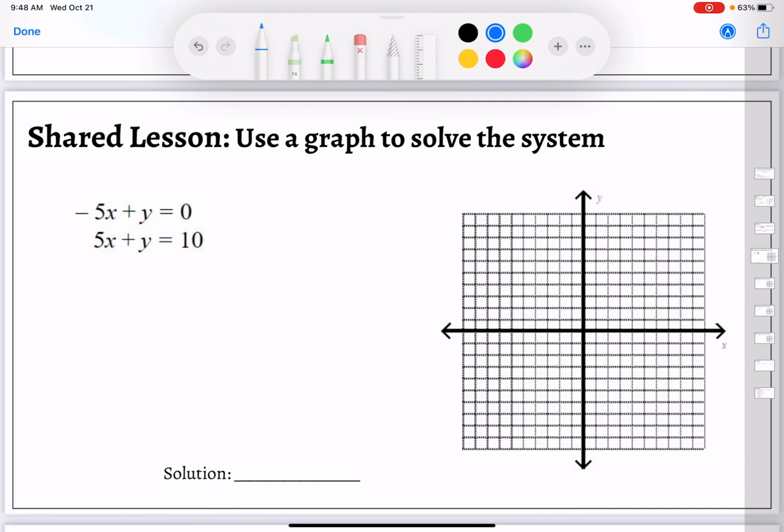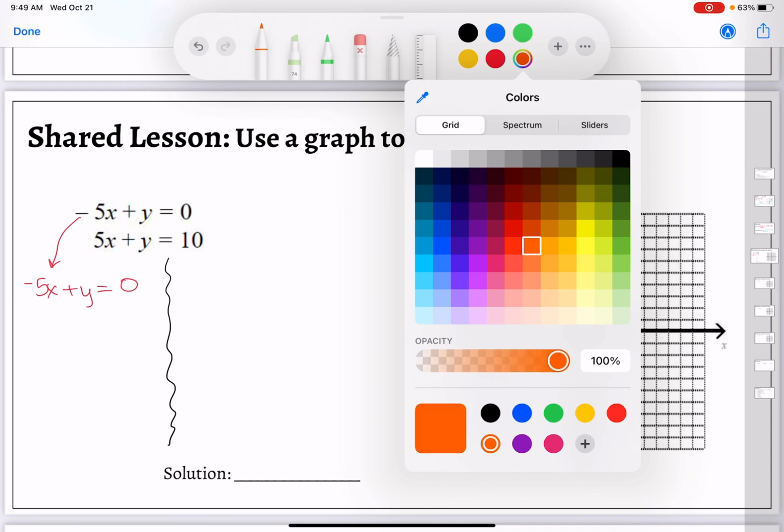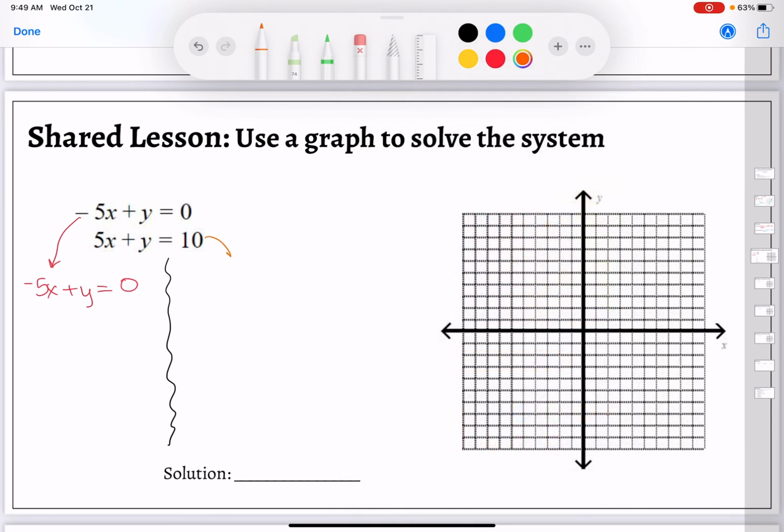So I am going to take the space underneath my system here and I'm going to split it into two parts. This side, I'm going to pull this negative 5x plus y equals 0. That's going to be my space for doing work on that equation. And on the other side, I'm going to pull the bottom one, 5x plus y equals 10. And that's going to be my space for working on that equation. So I'm going to go back to the first one now.